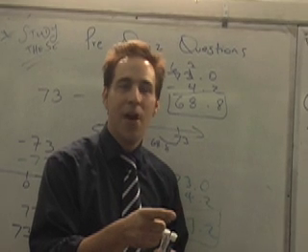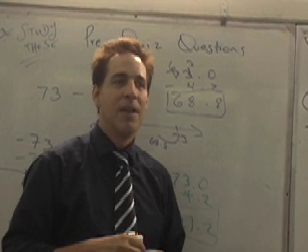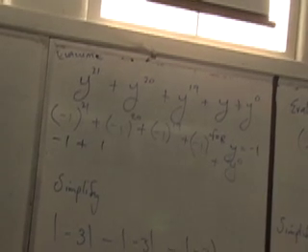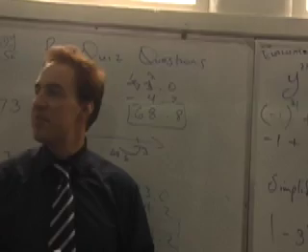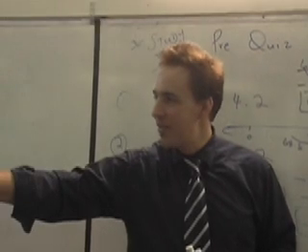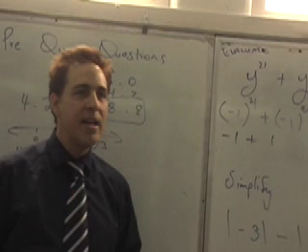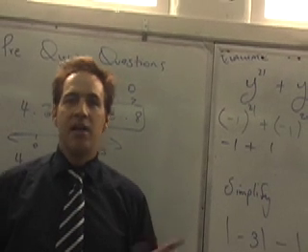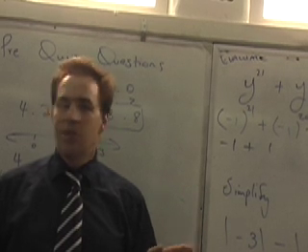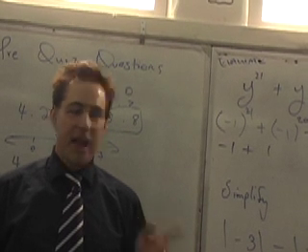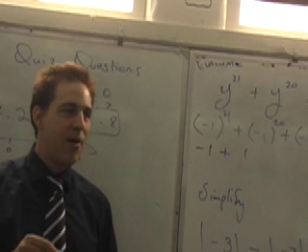-1 times -1 is? +1. -1 times -1 times -1 is? -1. No, it's -1 cubed. -1 times -1 times -1 times -1 is? +1. -1 times -1 times -1 times -1 times -1 is? I did it 5 times. -1. Right? Got to be quick. See if you can get it. -1 times -1 times -1 times -1 times -1 times -1 is? That's +1, because -1 to the 6th power is positive.